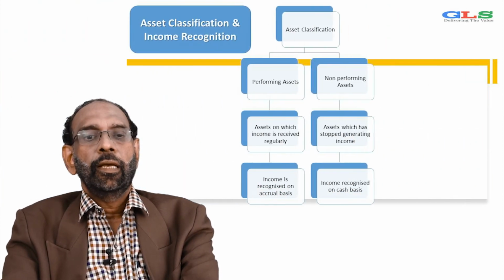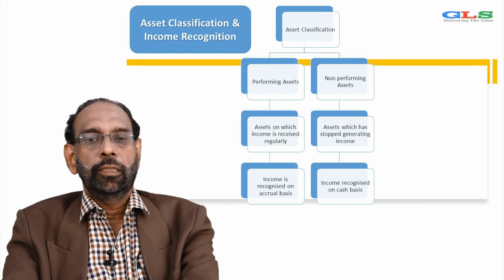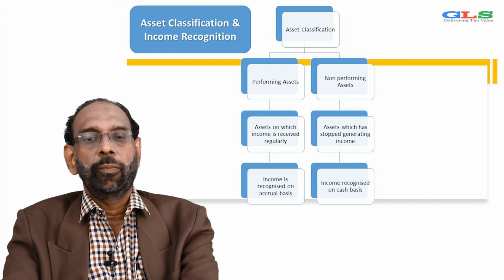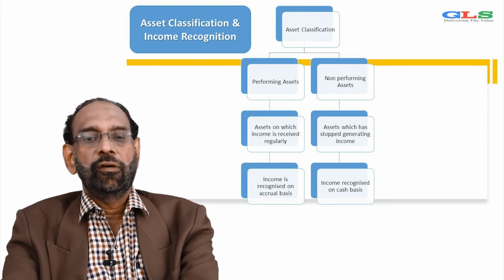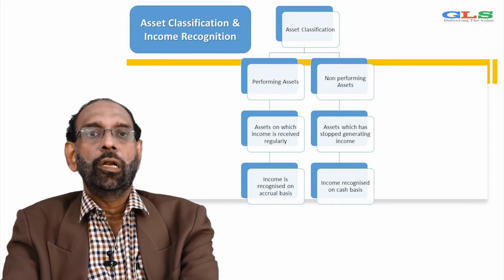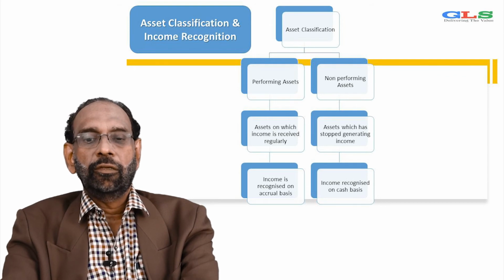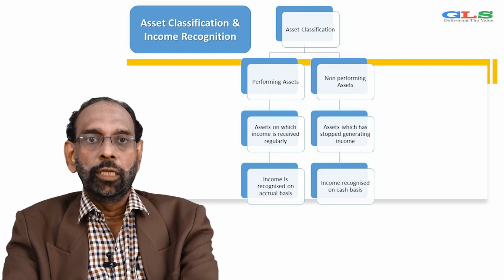Next slide. Asset classification and income recognition. When we classify assets, one is performing assets, the other is non-performing assets. In performing assets, we have assets on which income is received regularly and income is recognized on an accrual basis. In non-performing assets or NPAs, the assets have stopped generating income and income is recognized on a cash basis only.